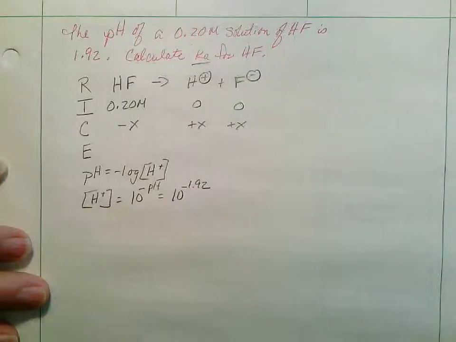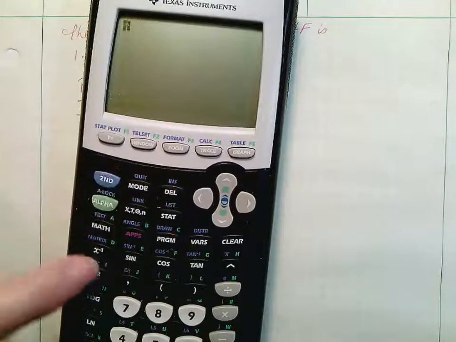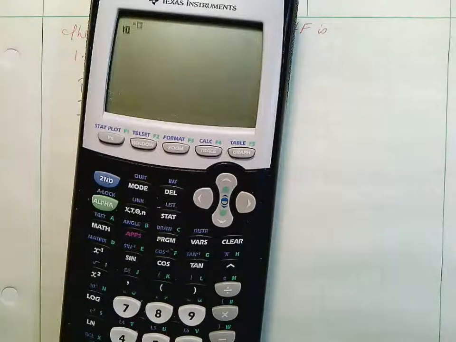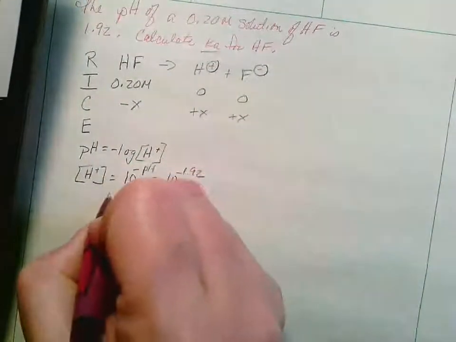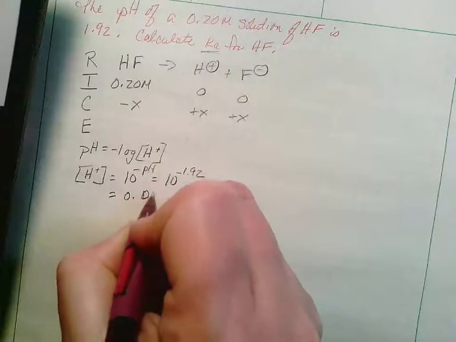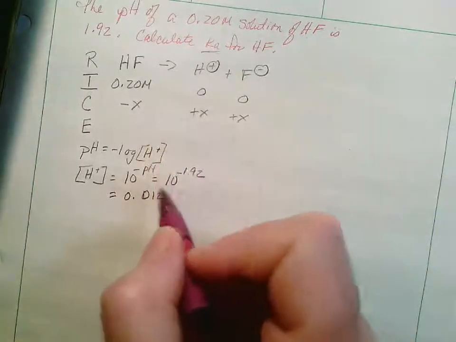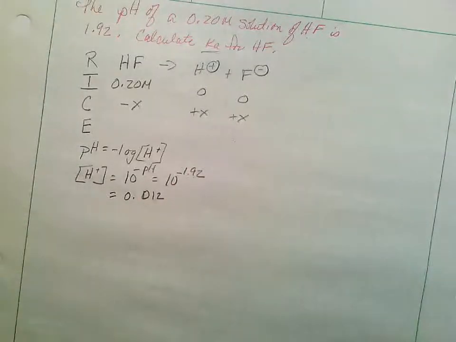How do I put that in my calculator? Well, I'm glad you asked. You find where the log button is, and right above that will be 10 to the x. So I'm going to hit that. I'm going to put in a negative sign, and then I'm going to put in the value for my pH, which is 1.92, equals. And so I have the concentration of hydrogen ions is 0.012. Since my pH has 2 decimal places, it has 2 significant figures, and that's where I stop.